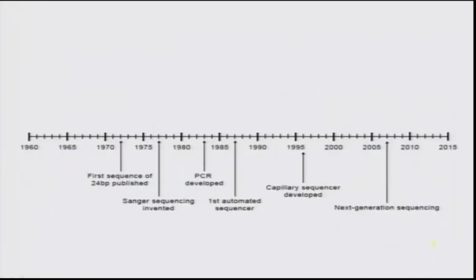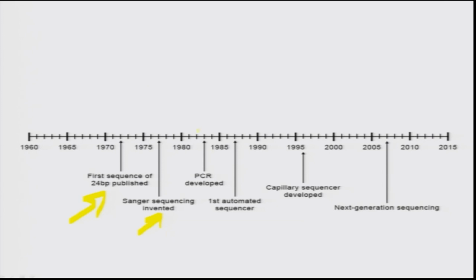So, let us see how genome sequencing began, what techniques people have used, and how it has changed over time. In 1972, the first sequence, 24 base pairs, was published, a small effort. They came up with an approach to sequence part of a sequence, and then Sanger sequencing was invented, and that has really changed the way DNA sequencing was done.